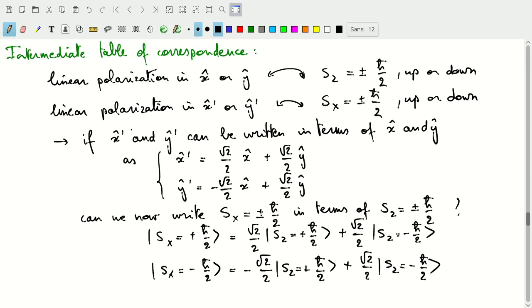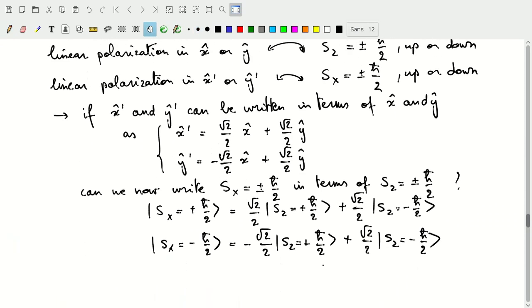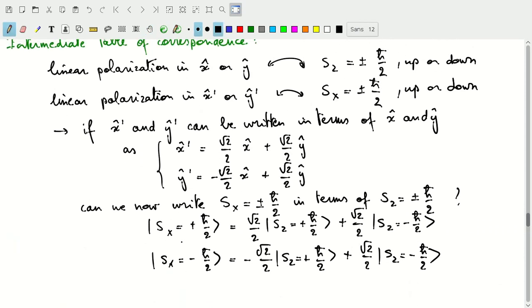Now, what we know is that in the case of linear light polarization, we can write our x prime and our y prime in terms of x and y. We can write x prime as 1 over square root of 2 x plus 1 over square root of 2 y, and y prime as minus 1 over square root of 2 x plus 1 over square root of 2 y. Okay, so we can take this knowledge and now apply that back to our Stern-Gerlach experiment, where we can write our Sx component or two states, Sx equal to plus h bar over 2, in the same way with the same coefficients of the linear combination.